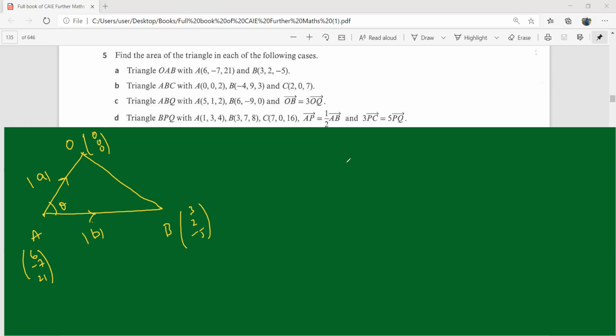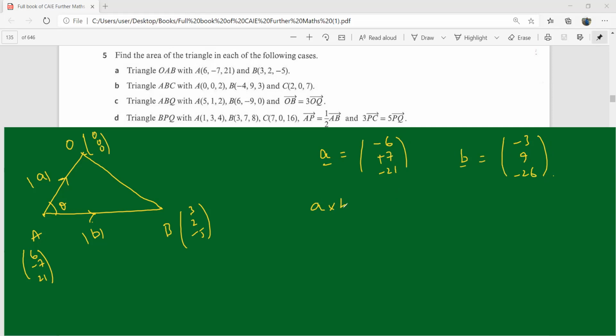So we have this A over here, which is going to be minus 6, sorry, plus 7, and then you have minus 21. That is your vector A. Then your vector B is going to be 3 minus 6, which is minus 3, 2 plus 7 is 9, and then you have minus 5 minus 21, which is minus 26. Okay? So we need to find that.